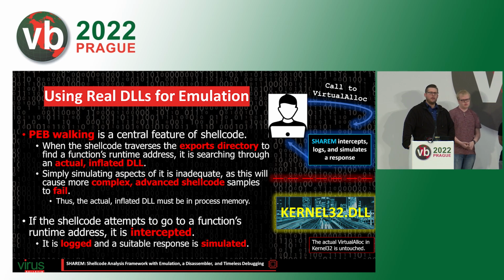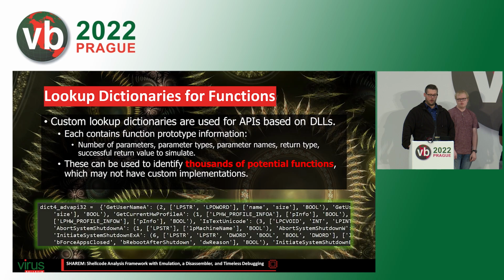Of course, when the shellcode attempts to go to an API address, even though we have the actual DLLs in memory, we're not going to emulate that. Instead, we will simply intercept it, simulate an appropriate response, and then log it as well as all the parameters or even structures. So we actually created numerous different lookup dictionaries to provide support for about 12,000 Windows APIs.